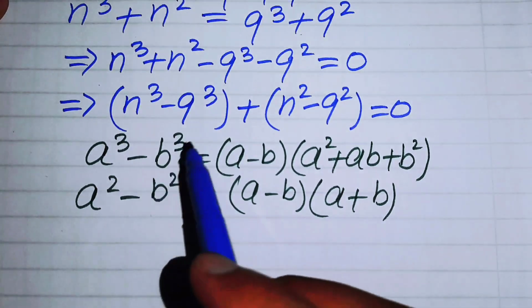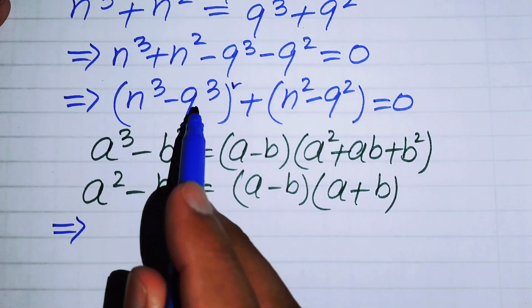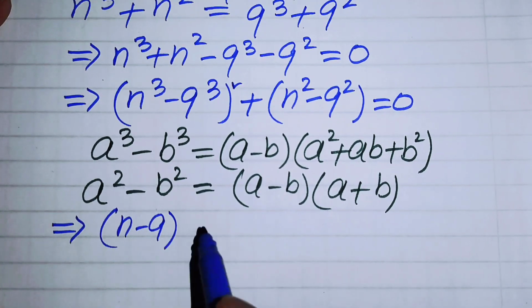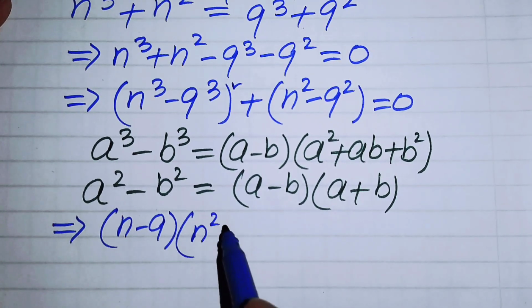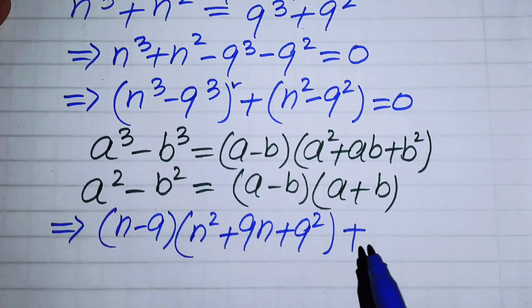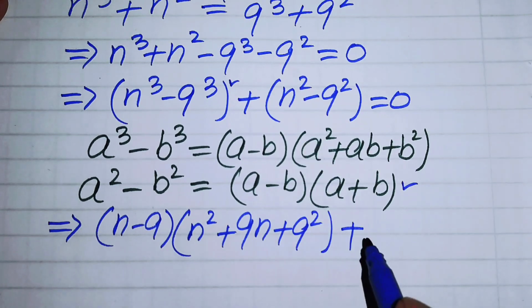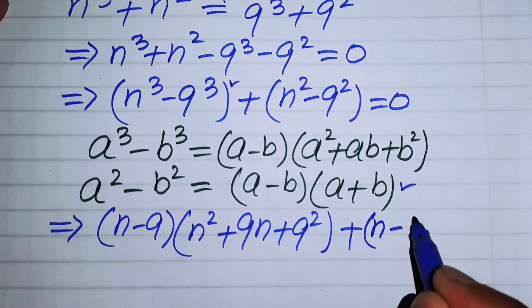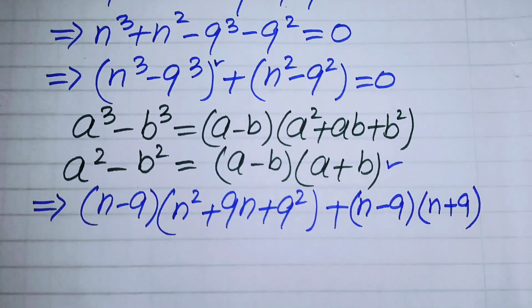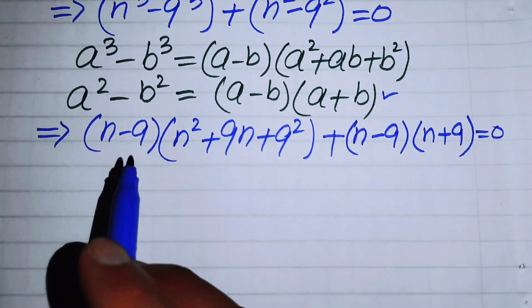First I can apply the cubic formula to the first term, so our first term n cubed minus 9 cubed becomes n minus 9 times n squared plus 9n plus 9 squared, and plus here you have 9 squared minus n squared, and here I can apply this formula, so the output of this will be written as n minus 9 times n plus 9. Now you can focus on both of the terms, and you will see that we have n minus 9 as the common term.